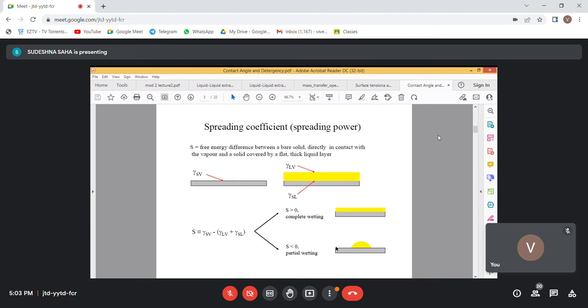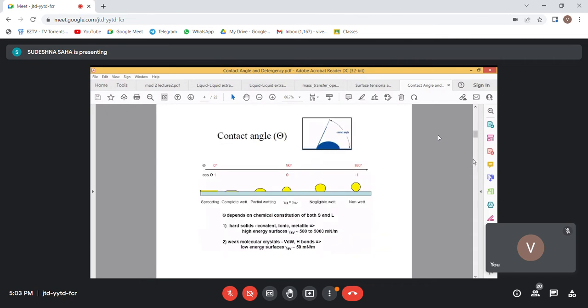That means there is a partial wetting taking place. But when you have a lot of water, it completely wets the surface, and you will find there is a film of water on top of your glass surface, and that means there is complete wetting, okay? So that is basically due to the spreading coefficient. And obviously, I will come to contact angle and then we will understand more about it.